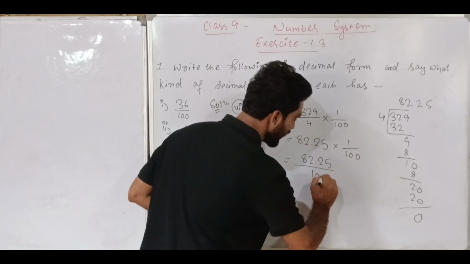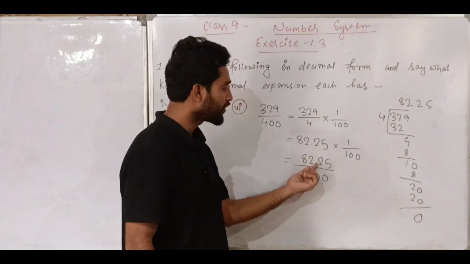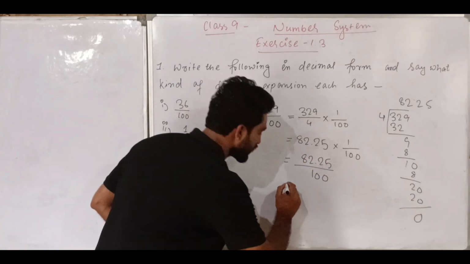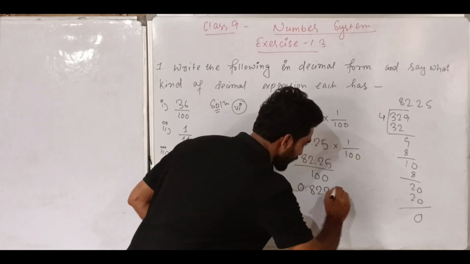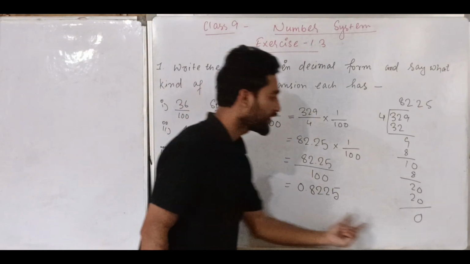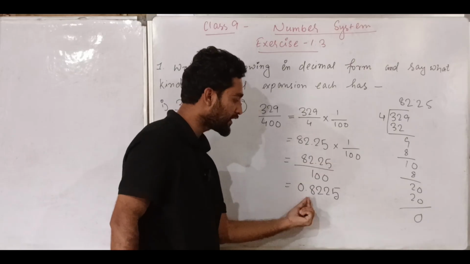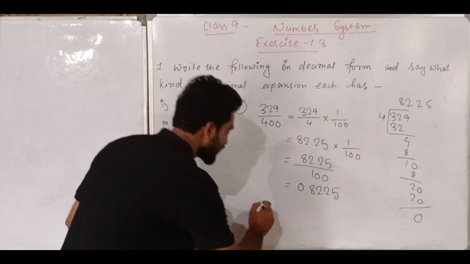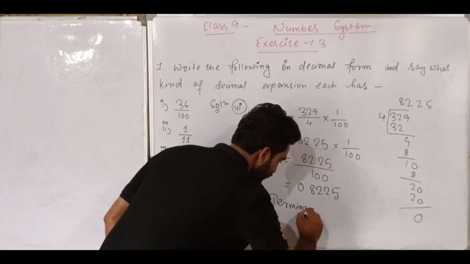82.25 divided by 100. Now here you see in the denominator 100 is there. So that is why the decimal point will come before 2 digits. So this will be 0.8225. So here also we can see that the remainder we got is 0 and the digits after the decimal point terminated. So this kind of decimal expansion is called terminating decimal expansion.